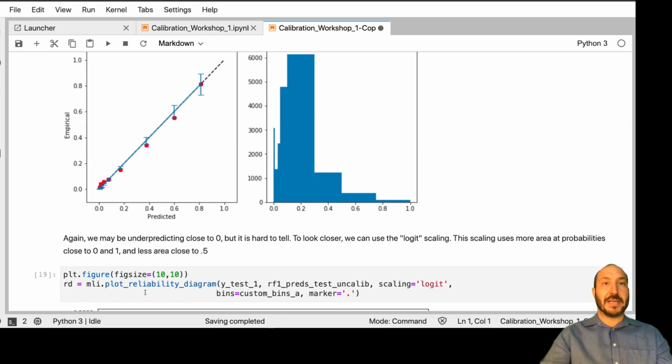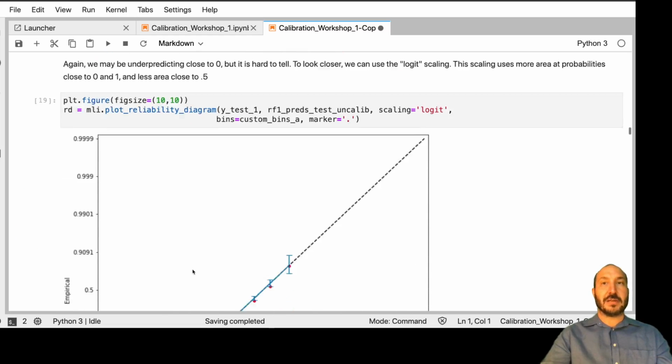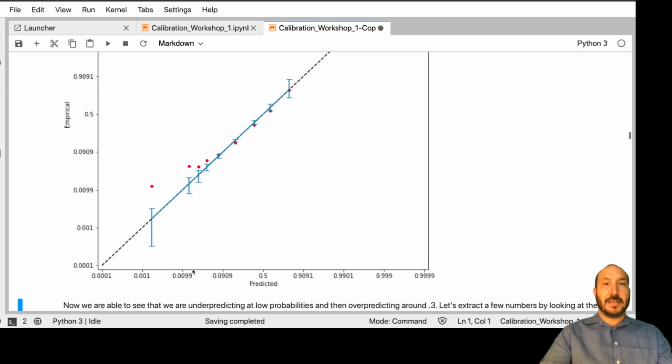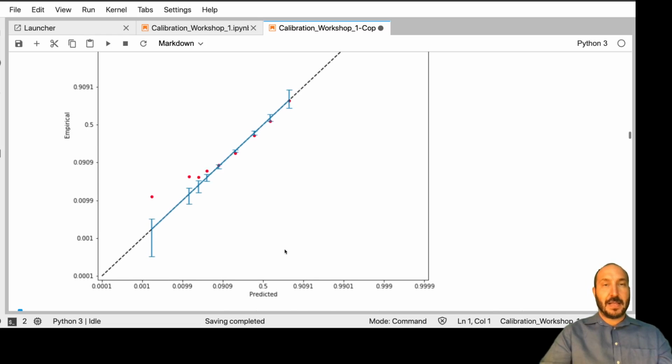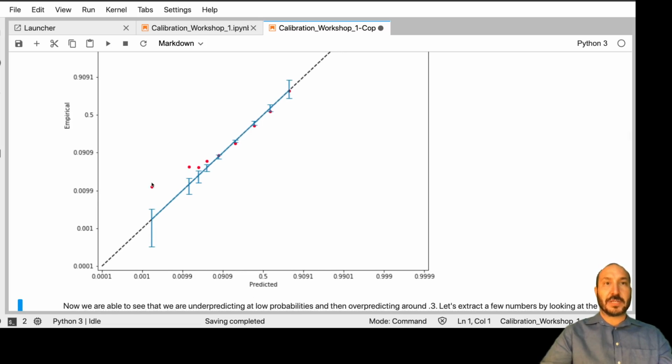And I made it really big so that we can really zoom in. So I made the figure 10 by 10. And now if you look at the scale, you see that out here it's kind of like a logarithmic scale on the ends, and then we're smushing together the stuff close to 0.5. And here if you zoom in, you see that we are way off on these very small probabilities. When we're predicting very small probabilities, in fact, the probability is quite a bit bigger.